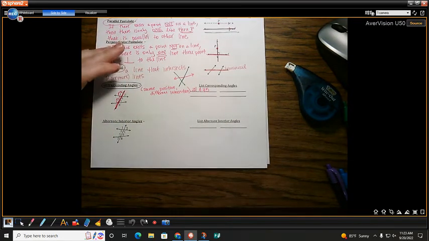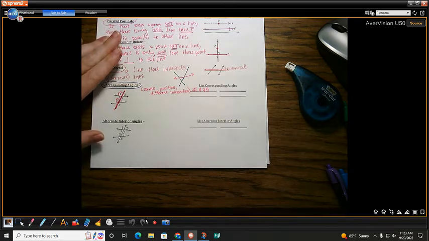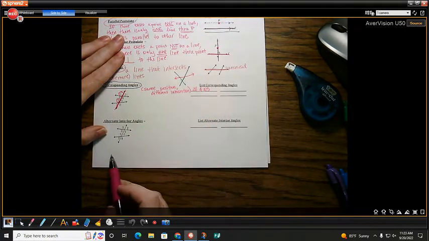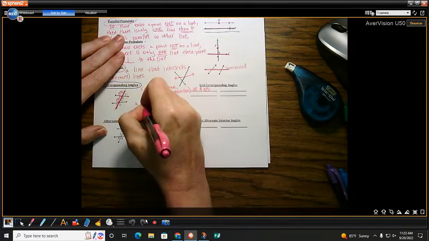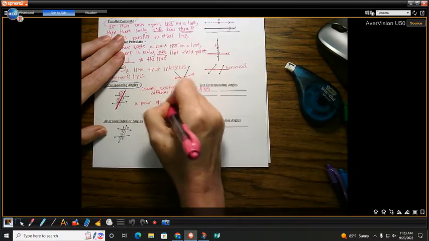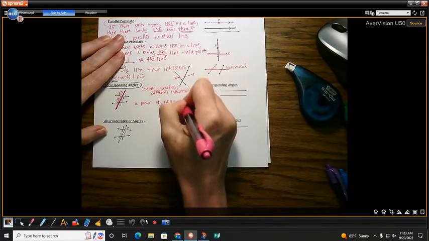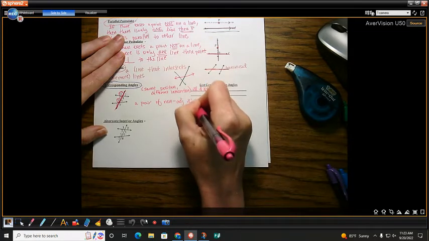Now, two friends, our corresponding angles, are they going to be adjacent? No. Certainly not. They're not sharing a ray there. They're not back to back. So corresponding angles are a pair of non-adjacent angles.